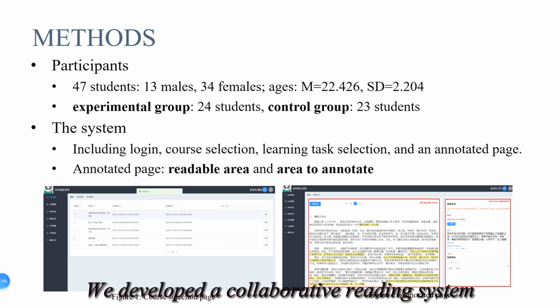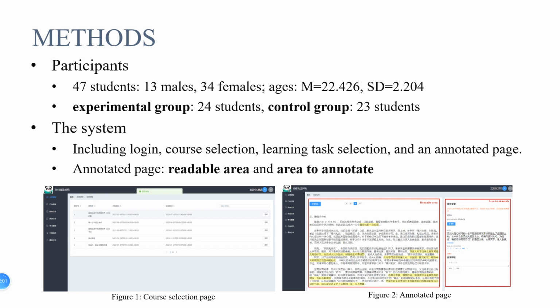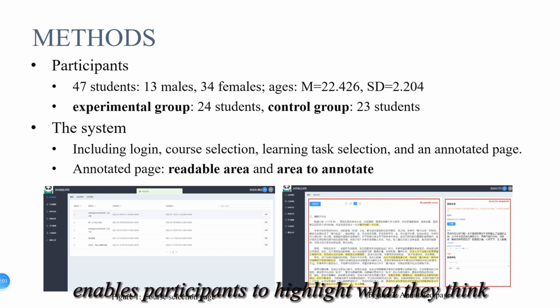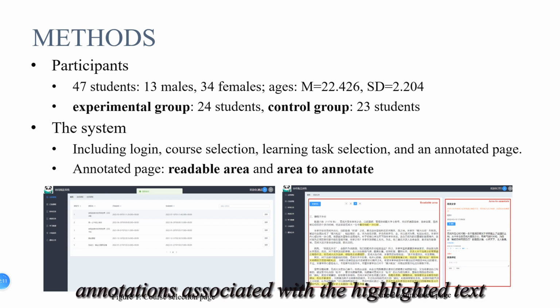We developed a collaborative reading system. The system's interfaces include login, course selection, learning task selection, and an annotated page. The rainbow area enables participants to highlight what they think is essential, and the participants can make annotations associated with the highlighted text.